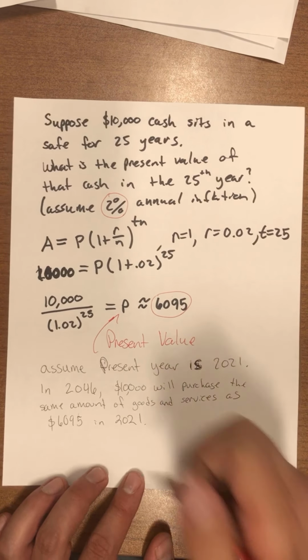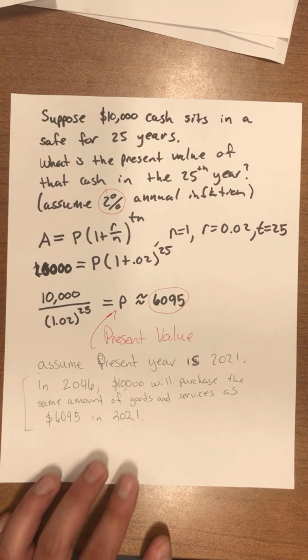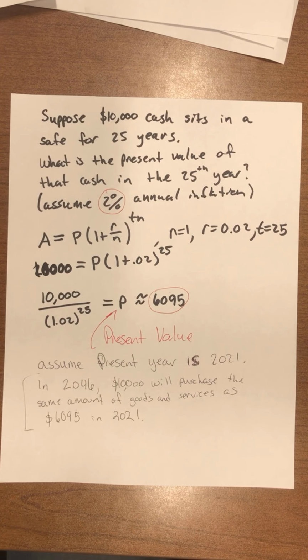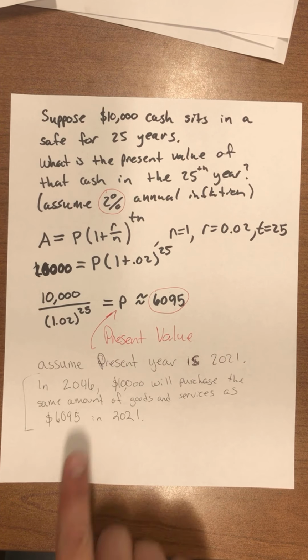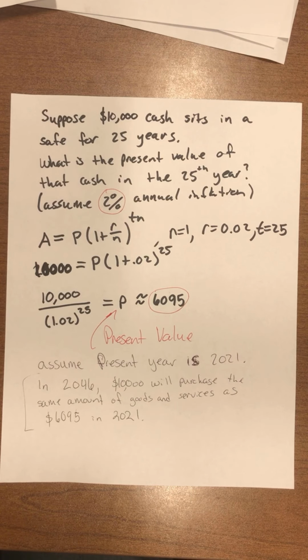Okay, so this problem gives us the conclusion that in 2046, if the present year is 2021, $10,000 will purchase the same amount of goods and services as $6,095 did in 2021. This is why your grandparents will tell you about the cost of a gallon of milk when they were little was 50 cents and now it's $5.